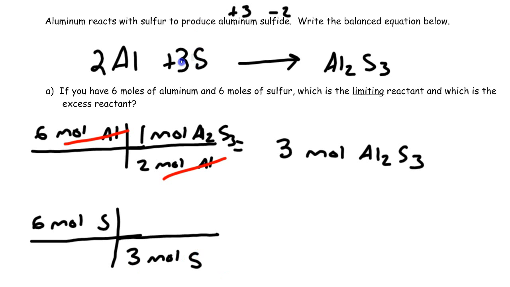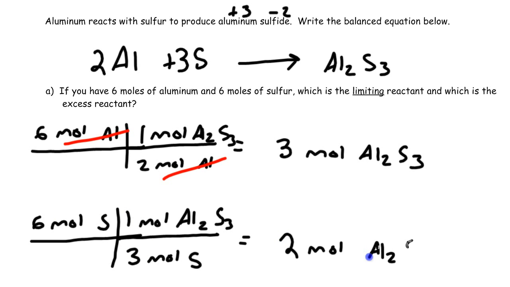I got that value from this right here. 3 moles of sulfur, that's what my equation tells me, are going to make 1 mole of aluminum sulfide, Al2S3. So we're going to solve just like we did last time. 6 times 1, divide by 3. So 6 divided by 3 gives me 2 moles of aluminum sulfide. So these are our two values that we solved independently of one another.